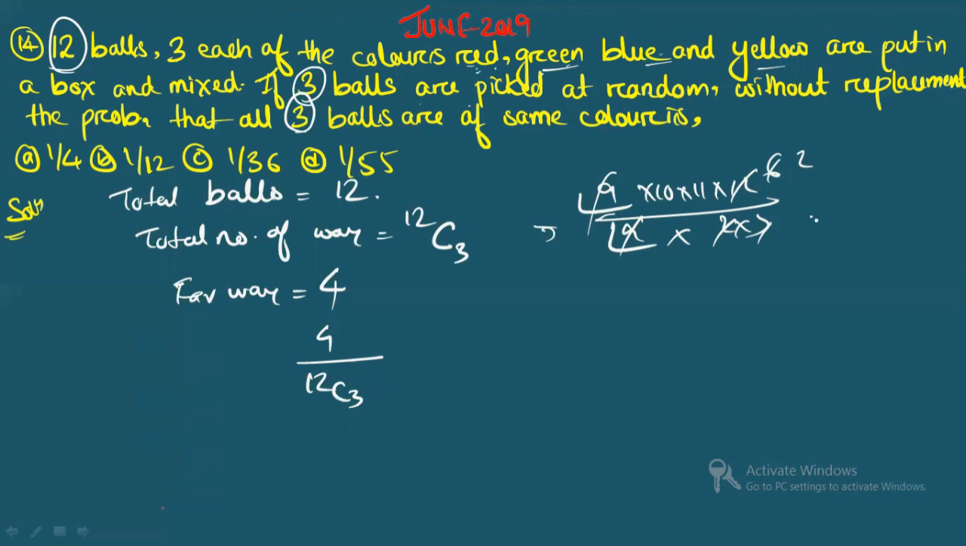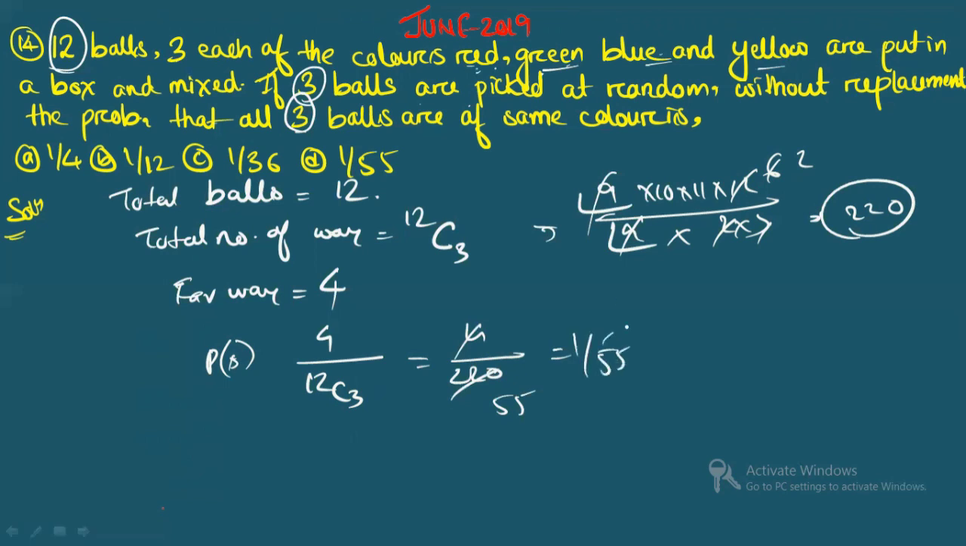Twos. When you will get this to be 220. 11 twos are 22 and this is 220. So finally probability, okay, probability for what? Same color as I'm writing. So it is 4 by 220. So 4 5s are 20, so 1 by 55 is the answer. So the correct option is option D. Clear? You just need to understand total and favorable correct conditions.